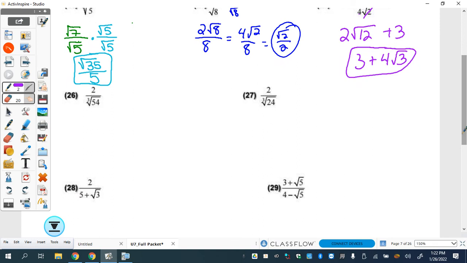26 and 27 are a little different. Why are they a little different? Because they're cube roots. So our process is a little bit different for our cube roots. So when we go to rationalize our cube roots, what we actually multiply by is the cube root of 54 squared.